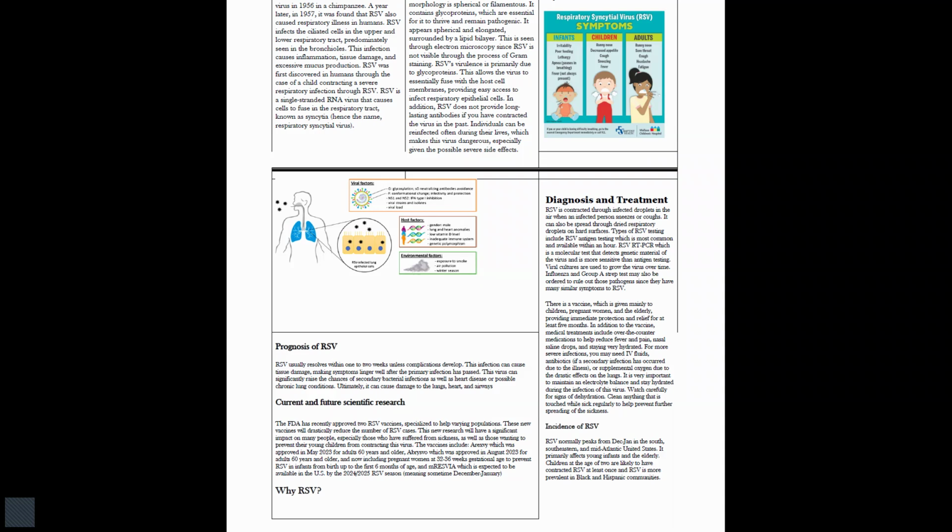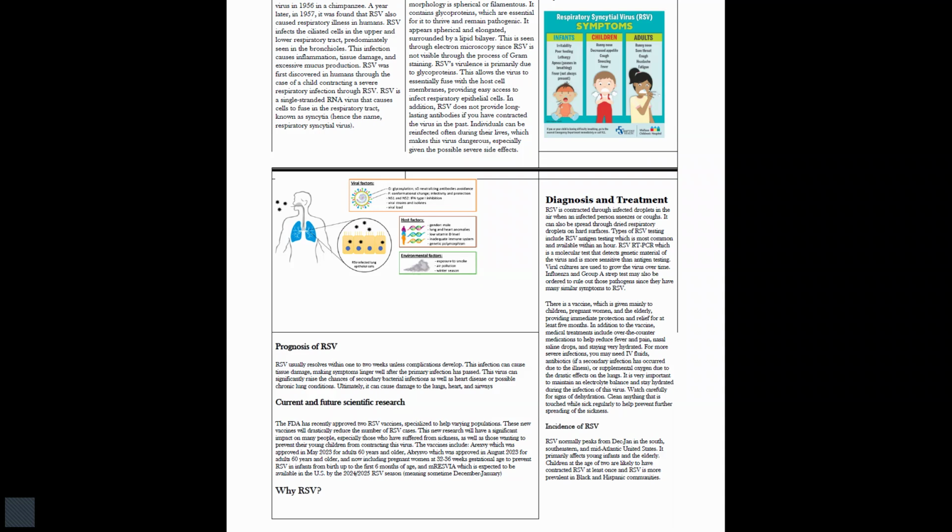In addition to the vaccine, medical treatments include over the counter medications to help reduce fever and pain, nasal saline drops, and staying very hydrated. For more serious infections, the patient may need IV fluids or antibiotics if a secondary infection has occurred due to the illness, or supplemental oxygen due to the drastic effects on the lungs that it has. It is very important to maintain an electrolyte balance and stay hydrated during the infection of this virus. Watch carefully for signs of dehydration. Clean anything that is touched while sick regularly to help prevent further spreading of the sickness.